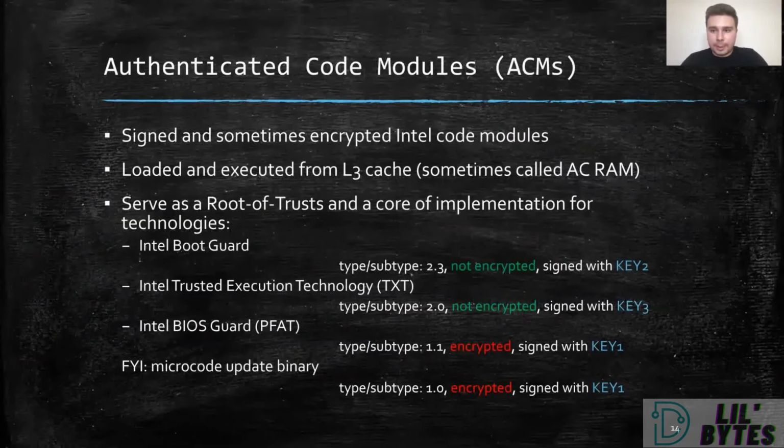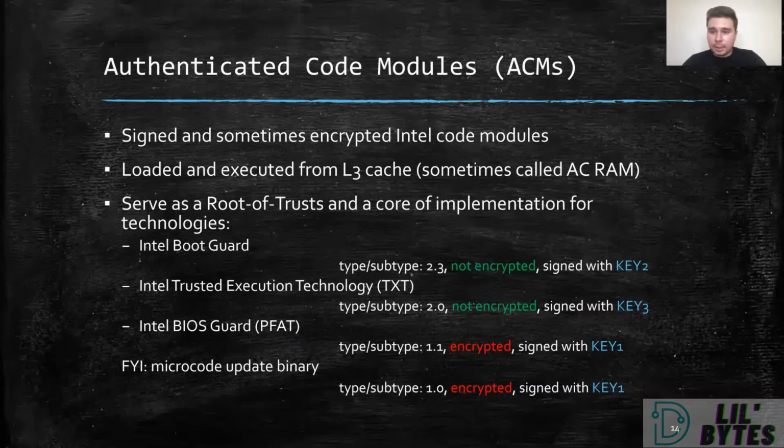A few words about ACMs. These are signed and sometimes encrypted Intel code modules with a structure similar to the common Intel binary header. They are loaded into the shared level 3 cache, I guess because the DRAM is not trusted. By the way, some public sources call it ACRAM, authenticated code RAM. These modules are executed from there only by the bootstrap processor. Other cores should be sleeping.